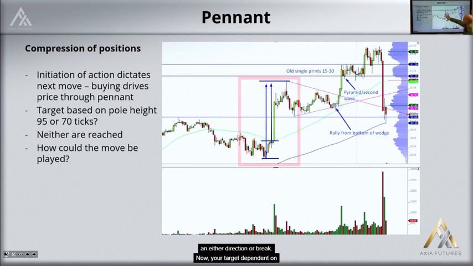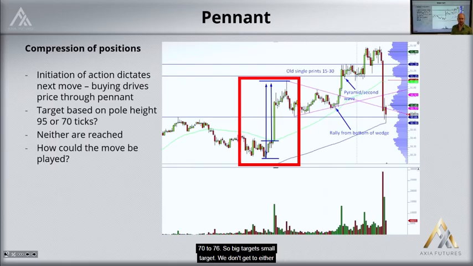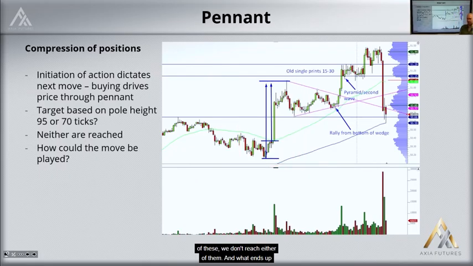Now, your target, dependent on which of these poles you use, could be anywhere between 95 or 70 ticks. So big target, small target. We don't reach either of them. And what ends up happening is once you break the pennant, you get this increase in volume. We'll talk about volume and delta in coming sessions.